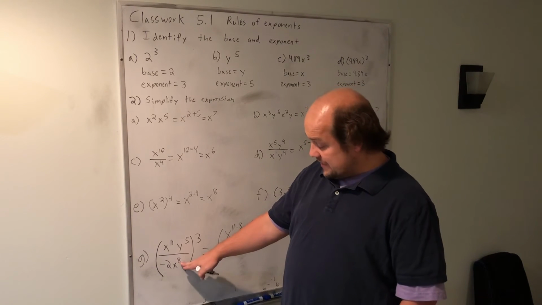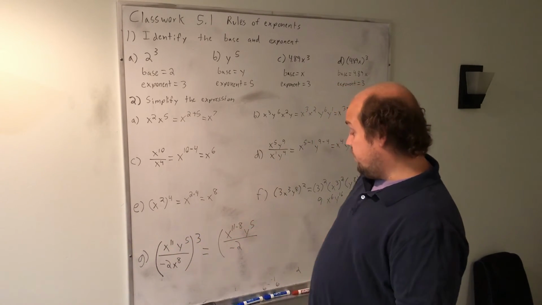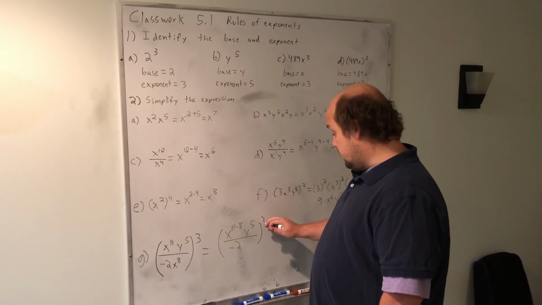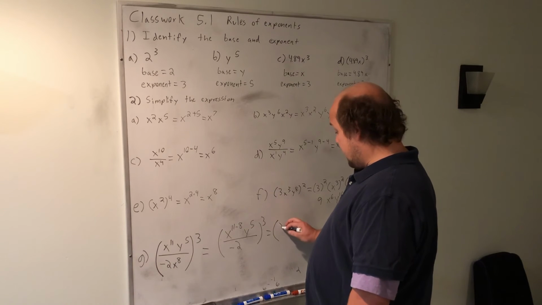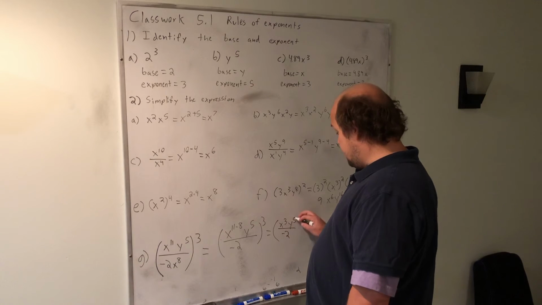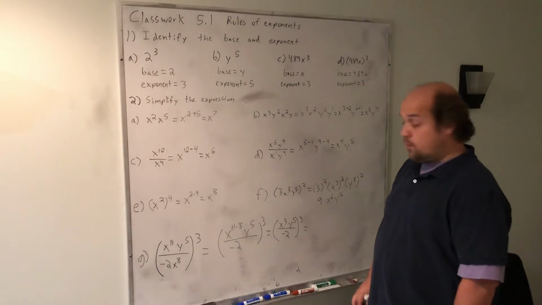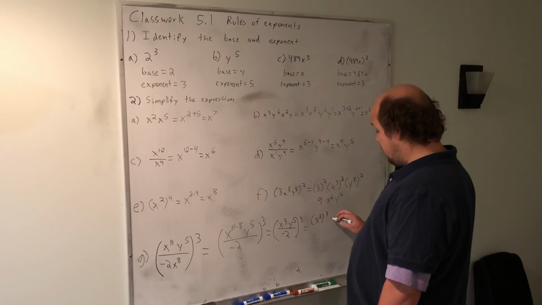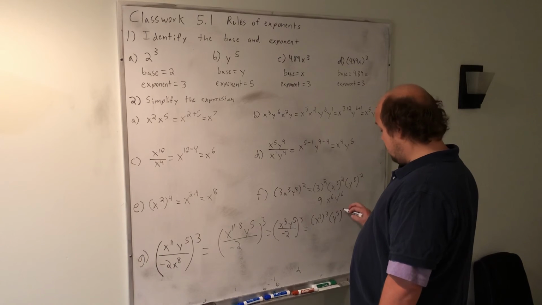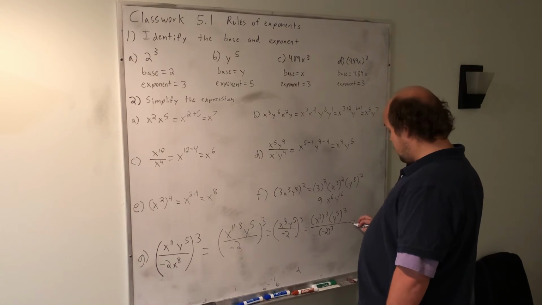All I did was take this x to the 8th that was on bottom, this x to the 11th that was on top, and apply the rule for division. This still is all being taken to the third power. 11 minus 8 gives me 3, so I get x to the third, y to the fifth, over negative 2. If it's all being taken to the third power, then I can see it as each individual part being taken to the third power. So it becomes x to the third, y to the fifth to the third, all over negative 2 to the third.